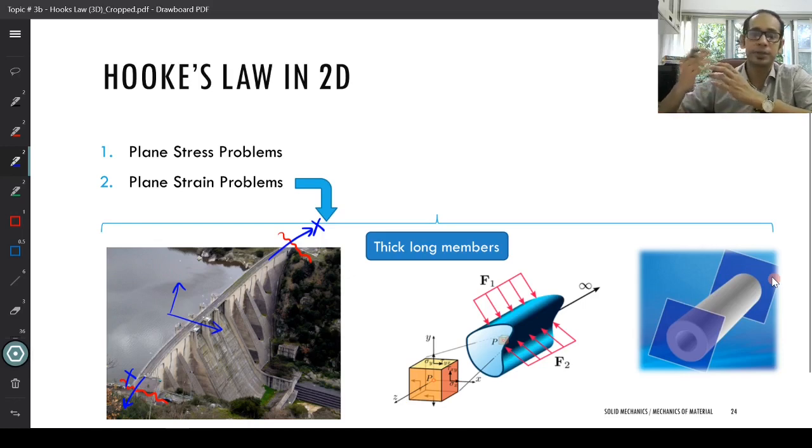What are the kind of strains that you're not allowing? You are not allowing the normal strains, you're not allowing the shear strains. So any kind of strains you are restricting about that particular direction, right?